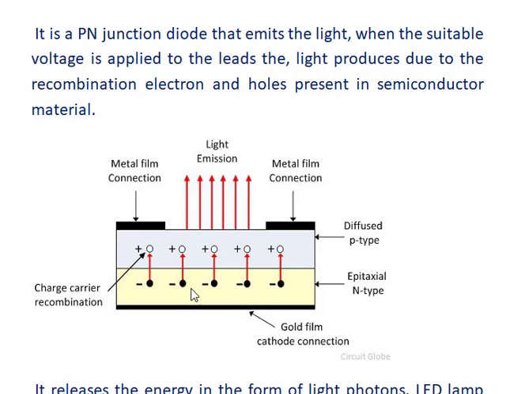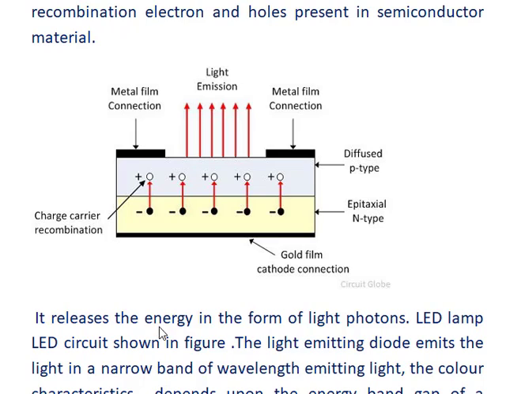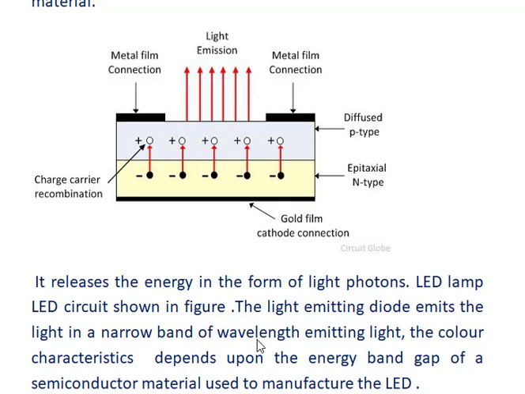When the power is switched on, the positive holes from the p-type semiconductor material and negatively charged electrons from the n-type semiconductor material recombine. During the recombination, it produces photons, that is, light. So it releases energy in the form of light photons. The LED and LED circuit is shown there. The light emitting diode emits light in a narrow band wavelength.